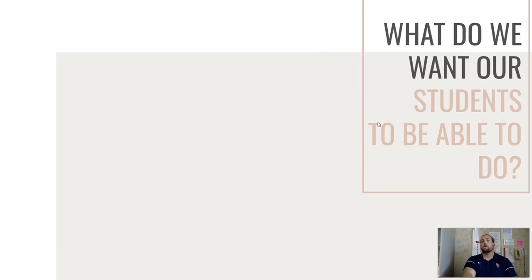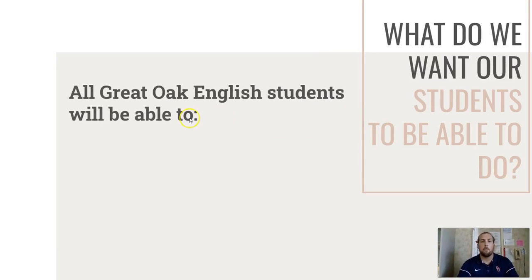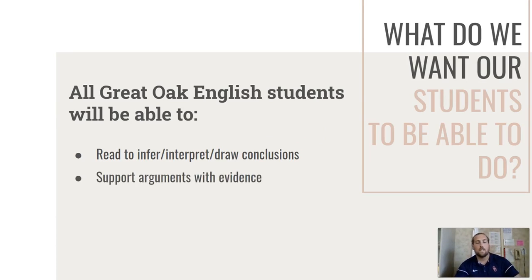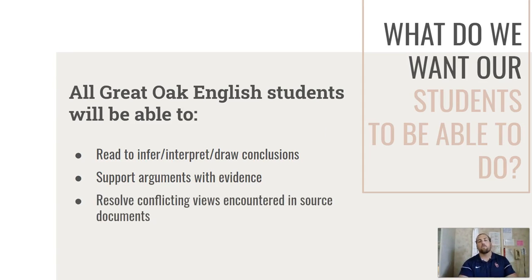What do we want our students to be able to do this year? All Great Oak English students will be able to read to infer, interpret, and draw conclusions. This is just digging deeper into the text, beyond what is explicitly said, and getting into the deeper meanings of the text, which we have been working on. Support arguments with evidence, so when they do get to their inference, they need to be able to support that with what they see in the text and why they believe that. And resolve conflicting views encountered in source documents.